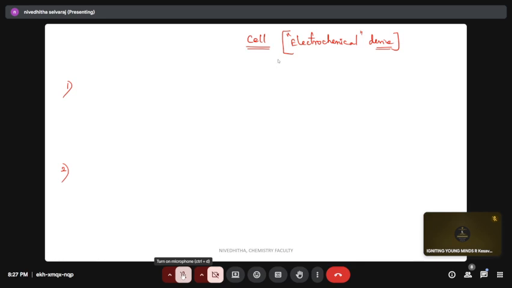As I've told you already, there are two types of chemical reaction, right? What are the two types of chemical reaction which I've discussed earlier? Spontaneous and non-spontaneous. Very good. A cell is a device where a chemical reaction is happening, and if that reaction is spontaneous, then that is the first category. If that reaction is non-spontaneous, then that is the second category of cell.